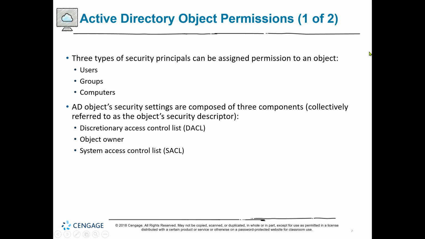Active Directory object permissions. There are 3 types of security principals that can be assigned permission to an object. You have users, groups, and computers. So you remember me talking about when you go into the MMC, you have the different ones there. That's what they're talking about.